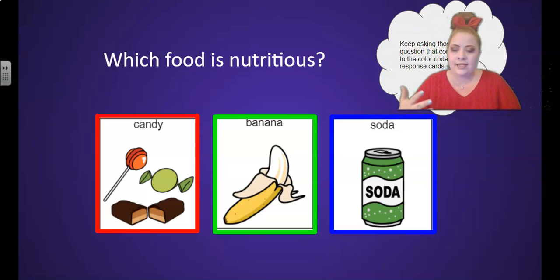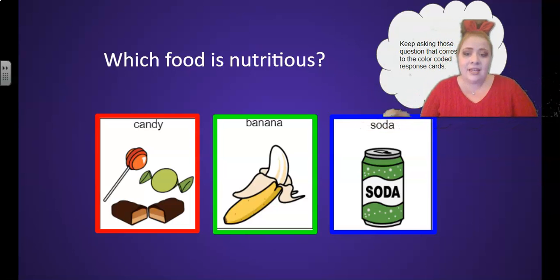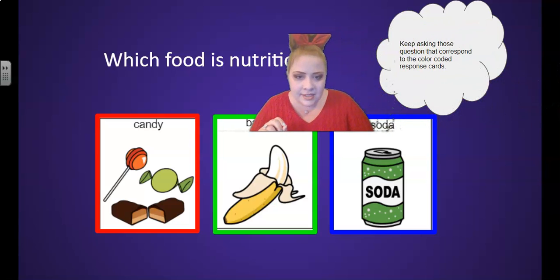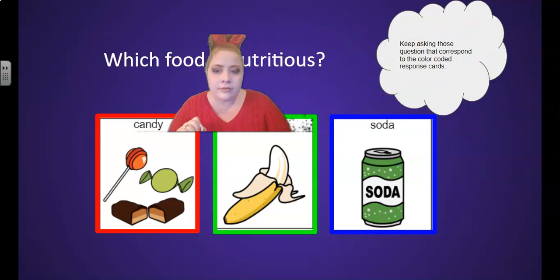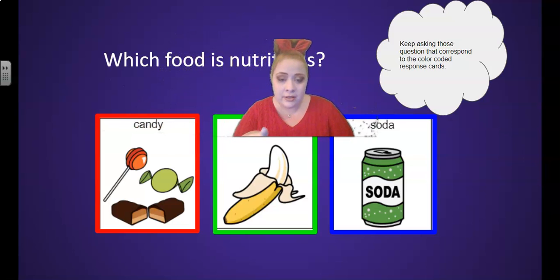So if you have students at home and they might not have access to all of these picture questions, right? But they can have access to a red, green, blue, yellow card. So the idea is that if I asked you this question, which is a nutritious food? Is it candy, banana, or soda? They can look and say, oh, the banana's green, the soda's blue, the candy's red. Okay, I think it's the banana. So maybe they pick green.